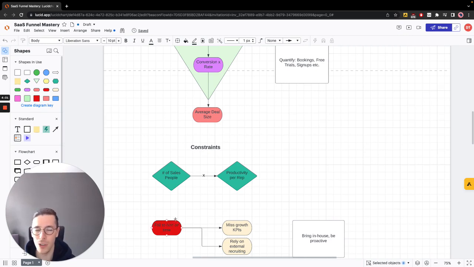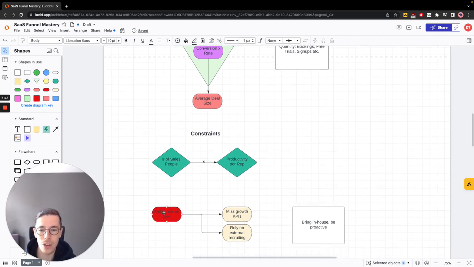They're looking at their numbers, and they're saying, yeah, we want to save a bit of money here. It's usually a good way to act as a business not to hire too much at the beginning. But what they end up doing is hiring too late, and the hiring process is more laborious than they expected. This means they're missing their growth KPIs, and they're relying heavily on external recruiting teams.